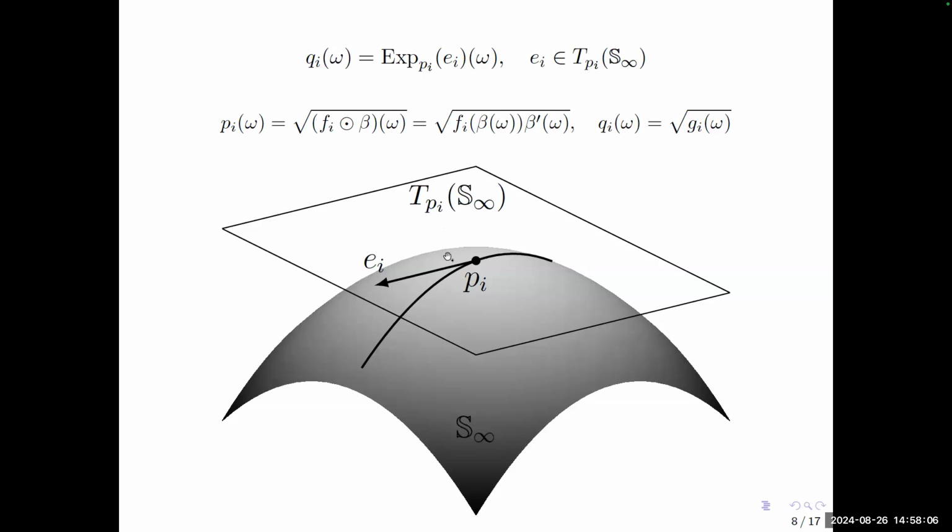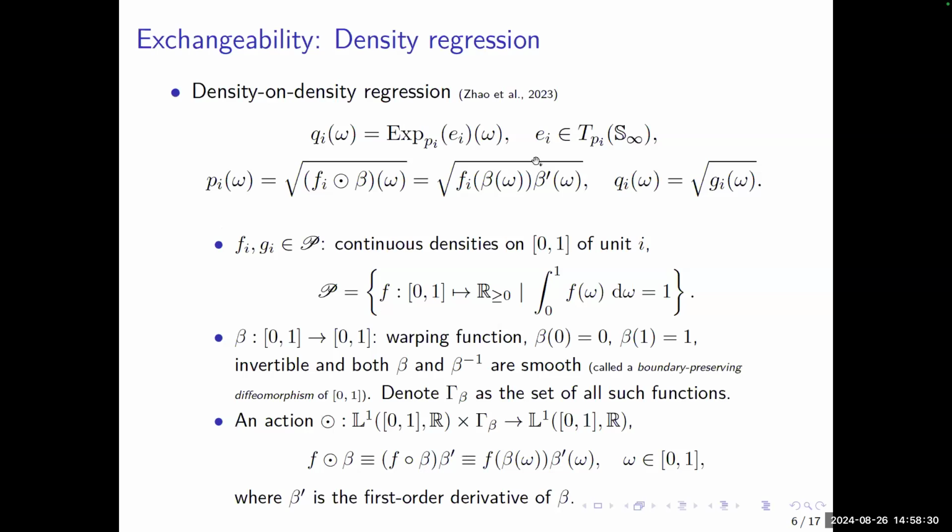So we have a PI, which is the point on the regression line, and it lies in the half density sphere. Then we have the tangent space induced by this point, and we define the error term in this tangent space, and then we project back to the half density space. Then that will be our observed outcome. So that's basically what we are trying to do here: we have this density on density regression framework.